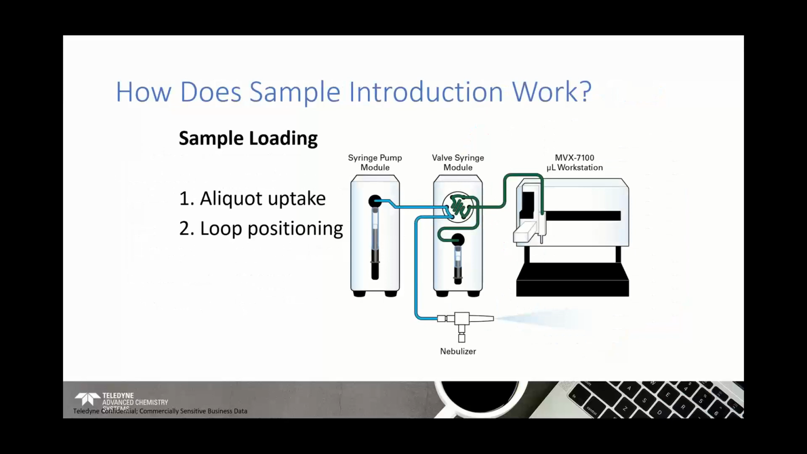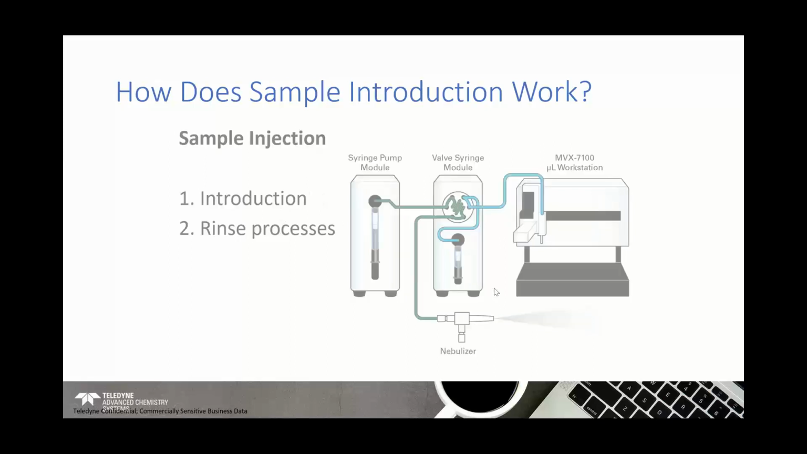So, how does it work? Essentially, I've described this already. If you follow the blue and the green lines here, when we undertake analysis, we have a carrier flow from the syringe pump module, and it passes through the 6-port valve to the nebulizer. Whilst that's going on, we take the small syringe and pull sample from the sample position up through that line onto the 6-port valve, so it sits there on the 6-port valve. We then switch the valve, and that sample is brought into this blue line flow.